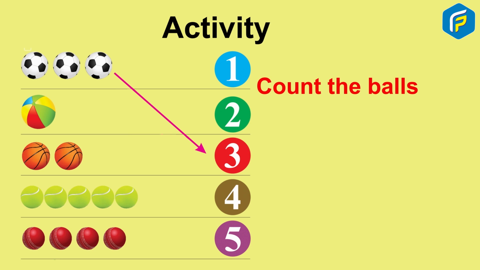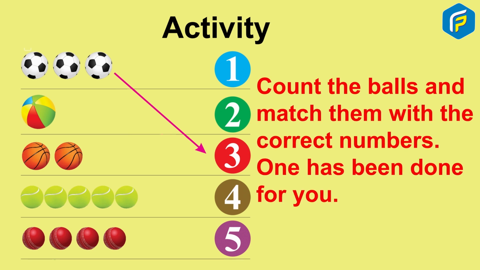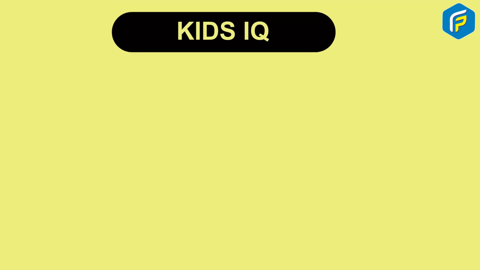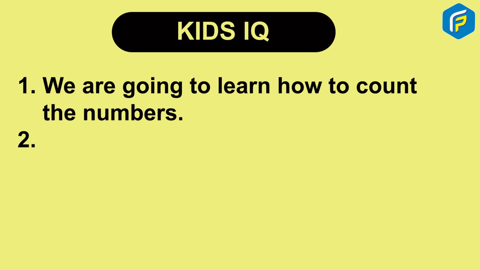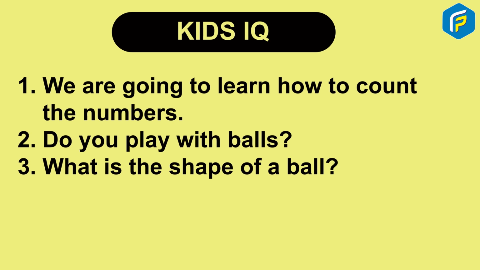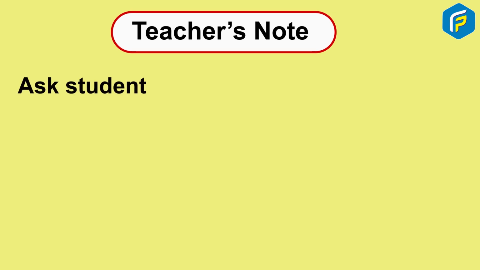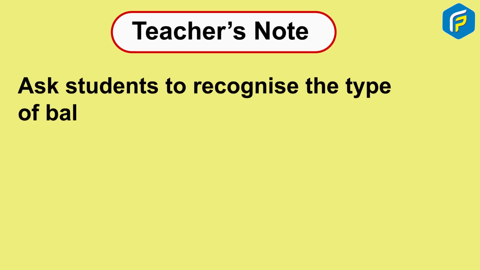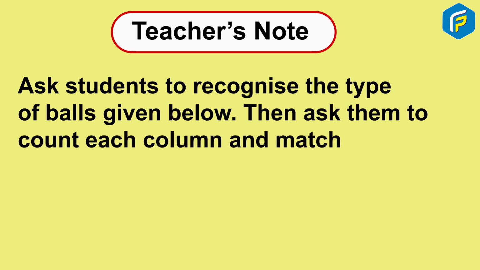Activity. Count the balls and match them with the correct numbers. One has been done for you. Kids IQ. 1. We are going to learn how to count the numbers. 2. Do you play with balls? 3. What is the shape of a ball? 4. Can you recognize these balls given below? Teachers note. Ask students to recognize the types of balls given below. Then ask them to count each column and match with the right number.